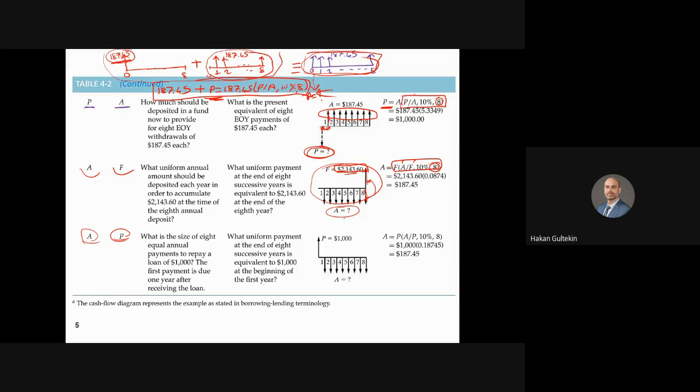Between future and present, it is one over the other, reciprocal, but between this A and P, the formula is totally different. Okay, and also in this case, again, you need to be careful. If P is given at this time, then the first payment will occur 1 period after, and it will continue for this many periods, which is in this example 8. Okay, so I am stressing this because it's very, very important.